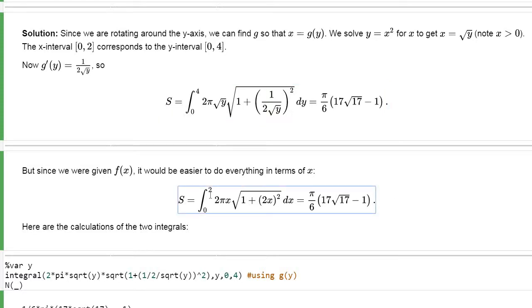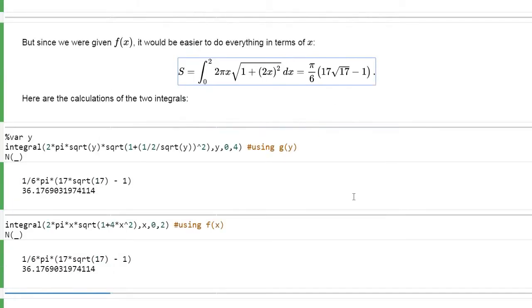So x goes from 0 to 2. The derivative of x squared is 2x. And then you don't put the function f here. You don't put x squared. You just put plain old x. That's the difference when you're rotating around the y-axis and you have an x function. It does turn out to be the same thing.